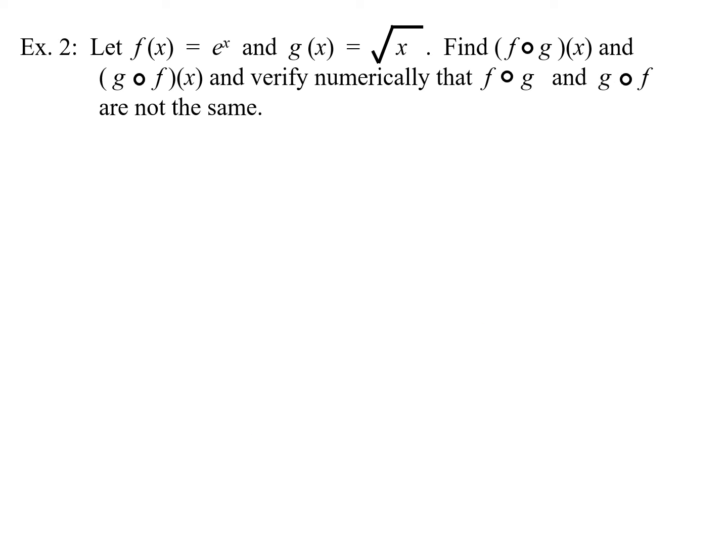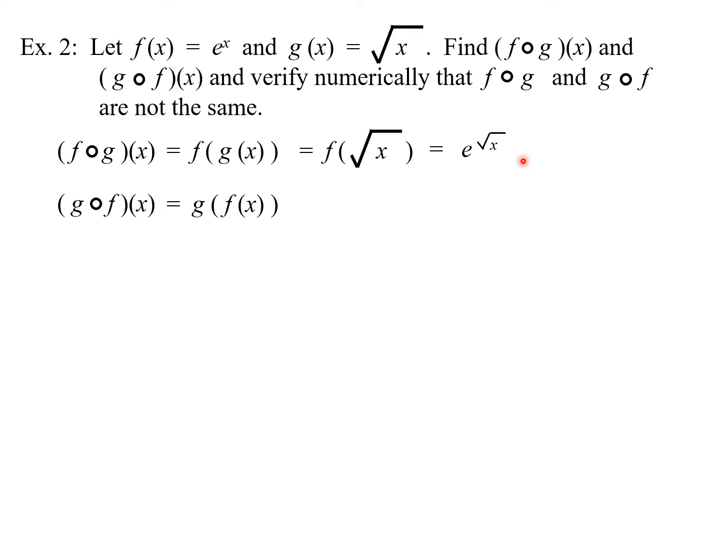Let f of x be e to the x and g of x equals square root of x. Find f of g of x and g of f of x and verify that they are not the same. By definition, the symbology means f of g of x. G of x is the square root of x, so I'm going to plug that in for here, and we get e to the square root of x. G of f of x is this, and f of x is e to the x, so then I'm going to plug that in for here, and I get square root of e to the x.